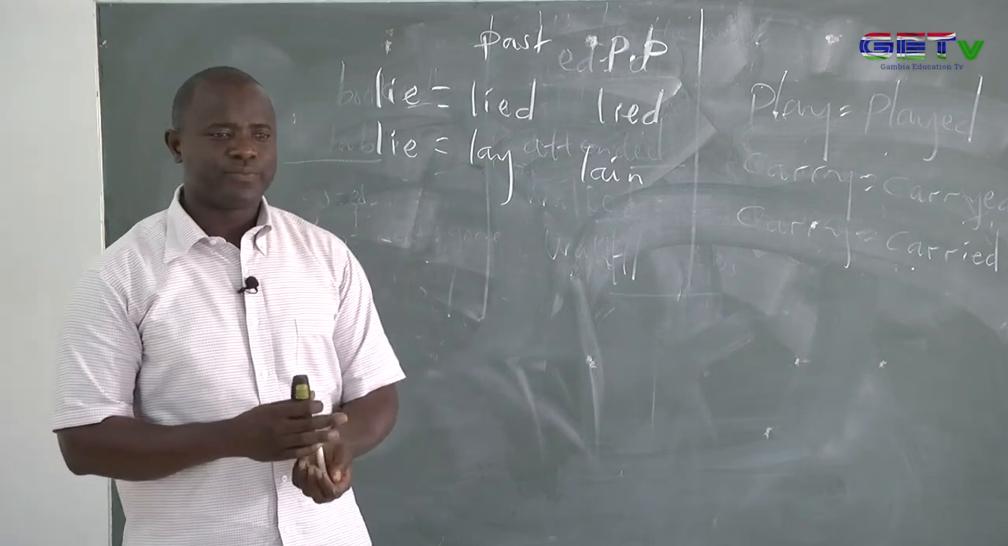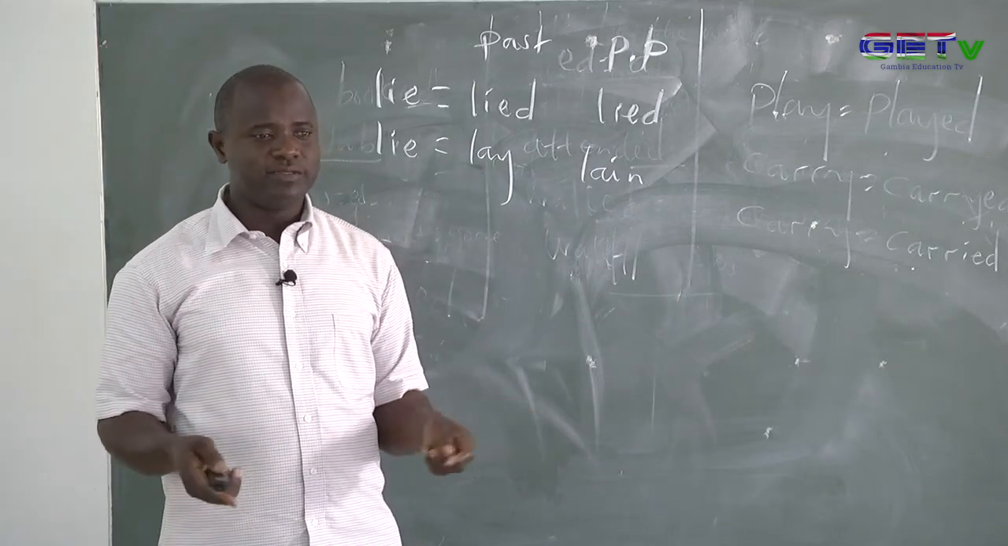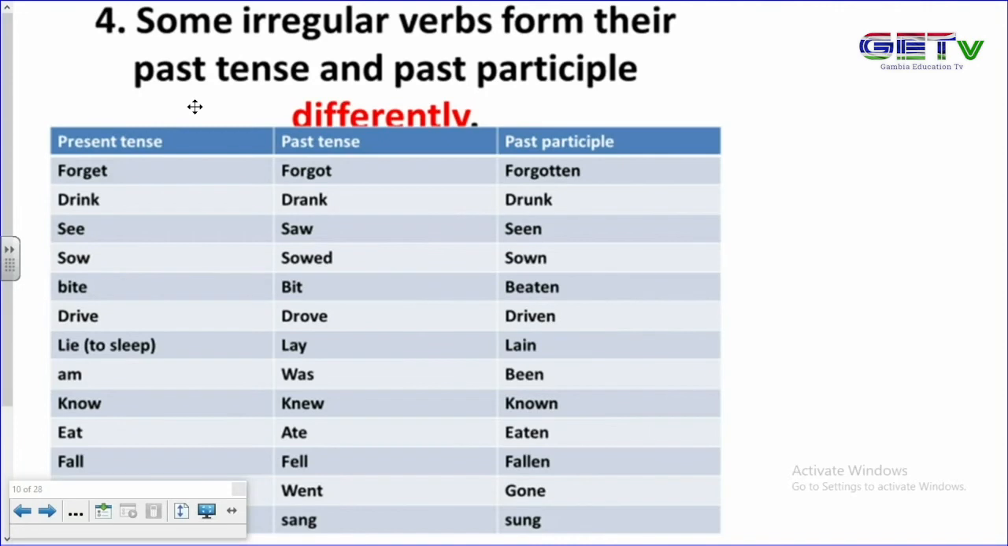So we move on. Am, was, been, know, knew, known. Eat, ate, eaten. Fall, fell, fallen. Go, went, gone. Sing, sang, sung. So you see here, irregular verbs form their past tense and past participles in different ways. There is no strict pattern which is followed to form the past tense and the past participle.